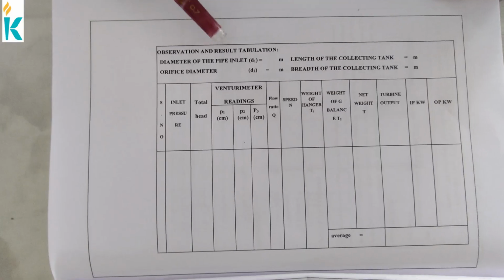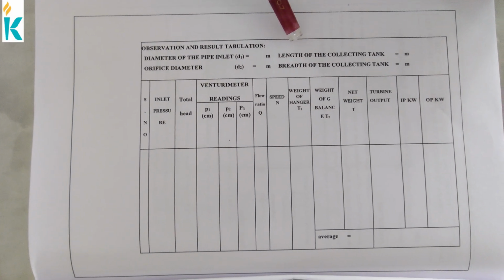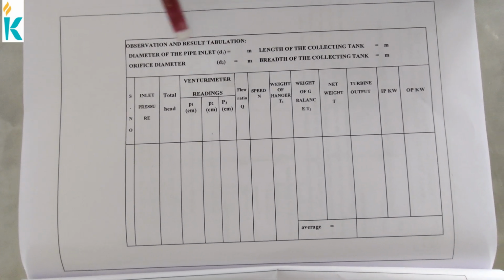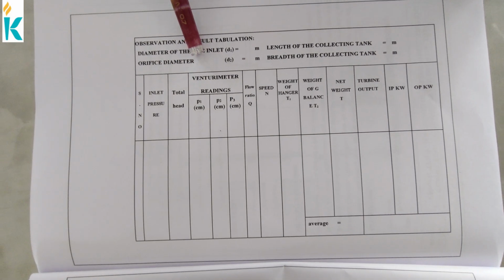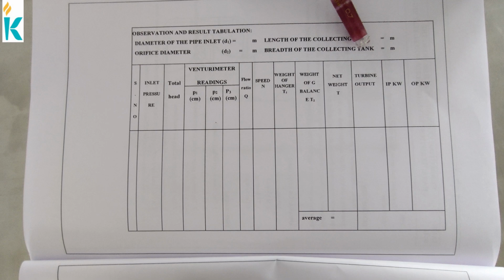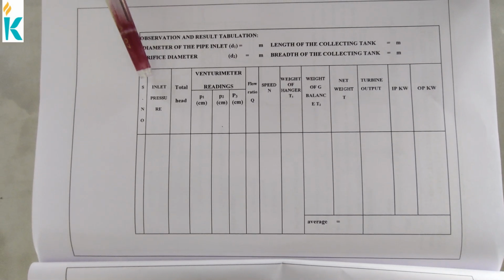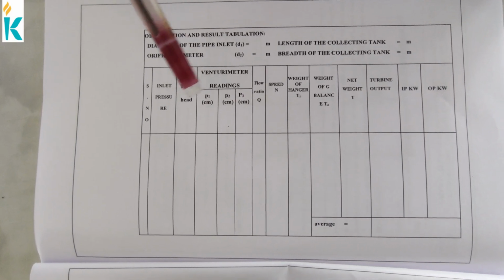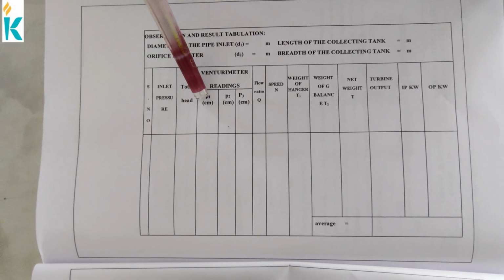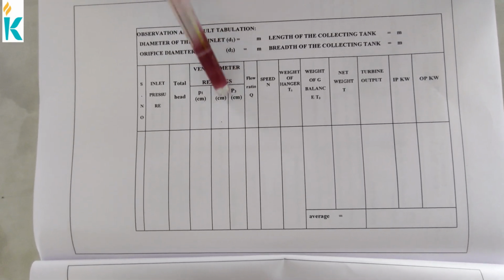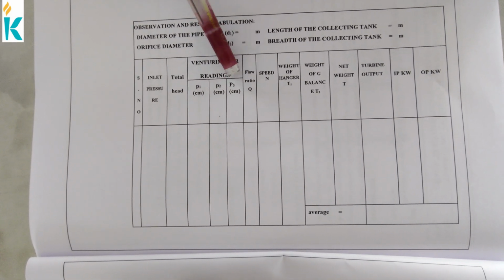Next, this is a tabular column. From the tabular column, observe the diameter of the pipe inlet and the orifice meter diameter. Then the length of the collecting tank and the breadth of the collecting tank. Next, the inlet pressure of the venturi and the total head. Then the P1 and P2 readings: this is the venturi inlet, this is the venturi outlet. This is the total head value.